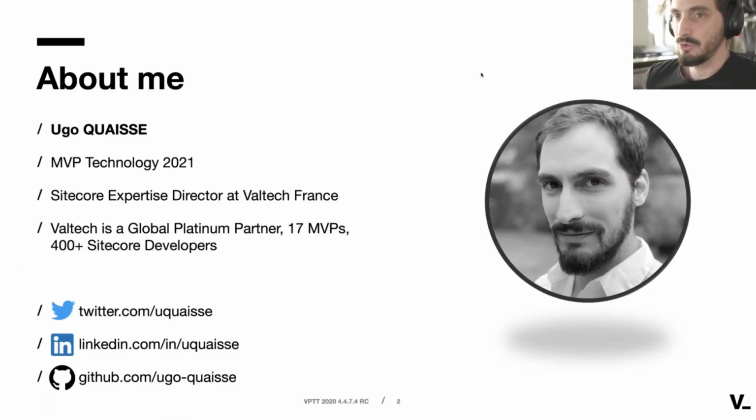So my name is Hugo Quaisse. I'm an MVP Technology 2021, first time this year. I'm working at Valtech France as a Sitecore Expertise Director. For the ones who don't know Valtech, it's a global platinum partner with 17 MVPs, more than 400 Sitecore developers.